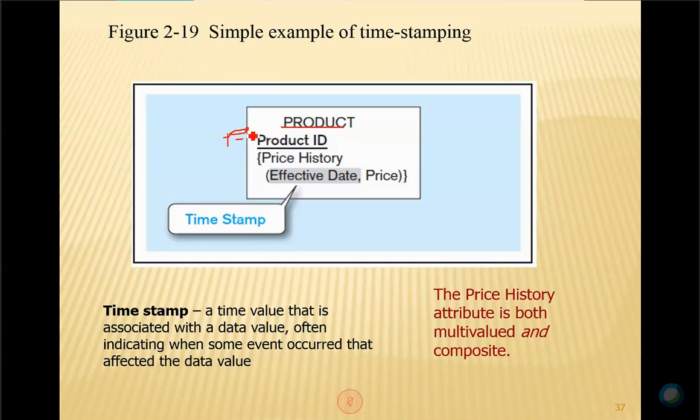The primary key is the product ID. That's why it's underlined. And then we have an attribute. It consists of two entities: one is called the effective dates, and then we have price. So it looks like this.